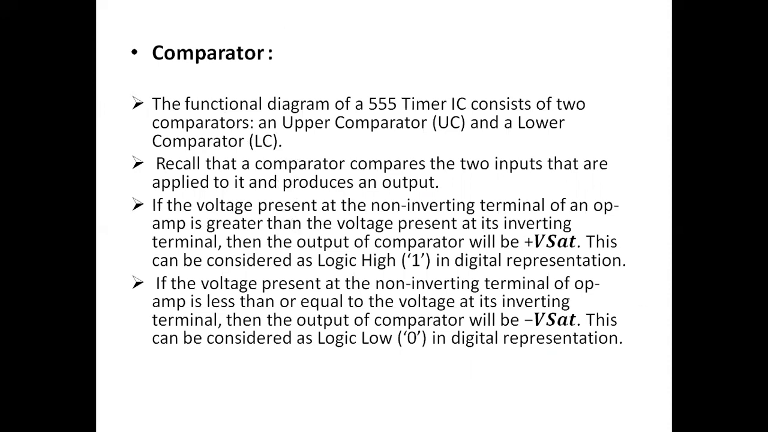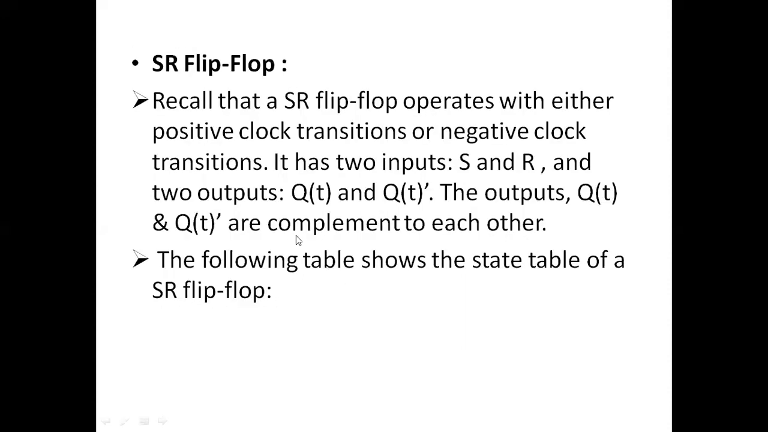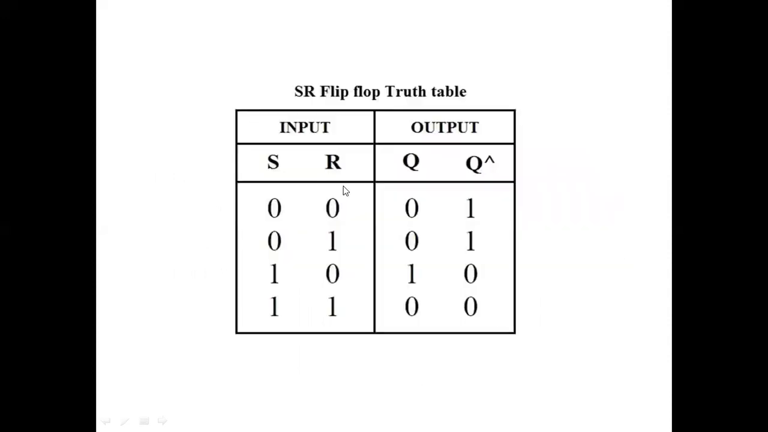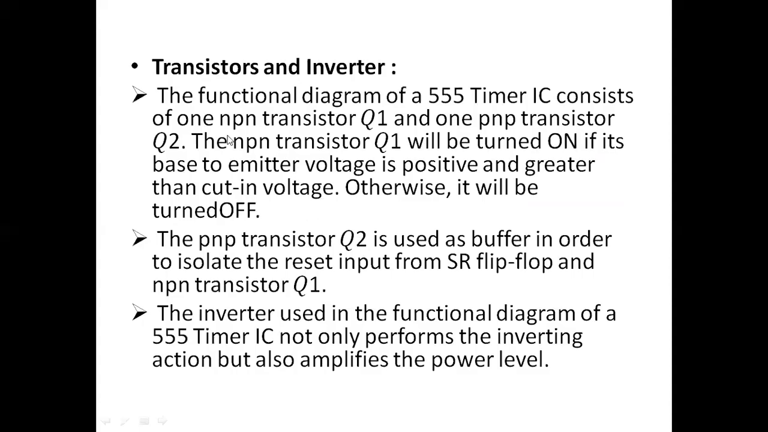And next, if the voltage at the inverting terminal is high compared to the non-inverting terminal voltage, then we can get some minus VSAT at the output of the comparator, that is logic 0. So next, SR flip-flop. Already we know the SR truth table. We have 2 inputs, S and R, set and reset, and we have 2 outputs, Q and Q bar. This is the truth table of SR flip-flop.